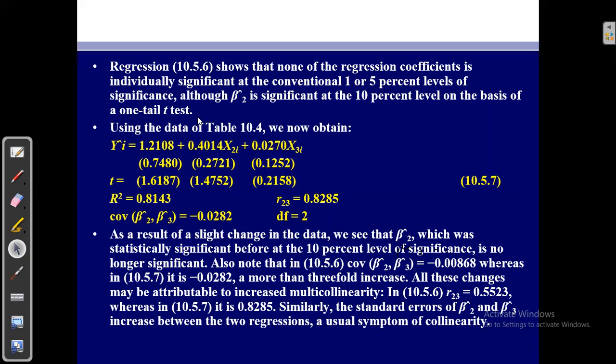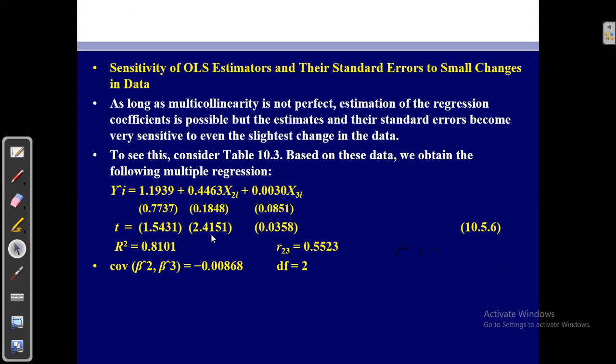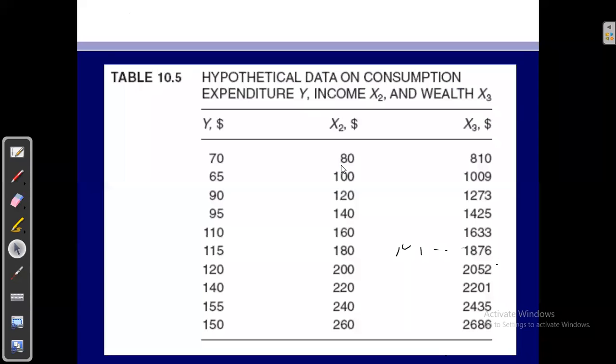When you fit the model and compare it with the previous one, not only the OLS estimates and standard errors are affected, but the T ratios are also affected. Previously, the T ratio on the basis of the first table was 2.41, which was significant, and now the T ratio is 1.4752, which is insignificant. So you see, just a slight change makes a lot of difference. This is called sensitivity of the OLS estimators towards slight change in the data. So these are actually the consequences that you see.